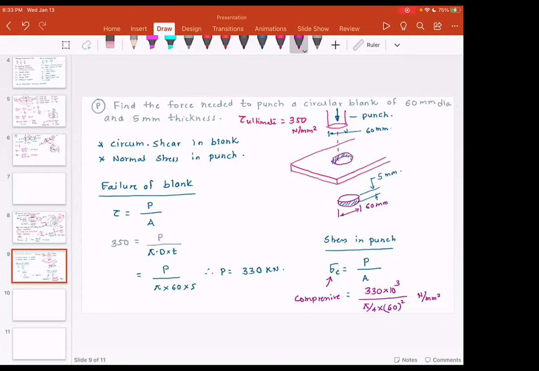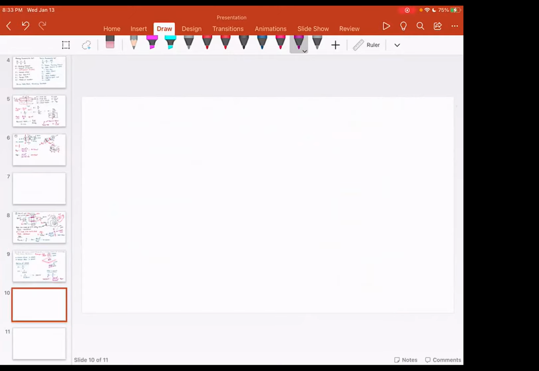So the next stress that I would like to discuss is the concept of bearing stress.